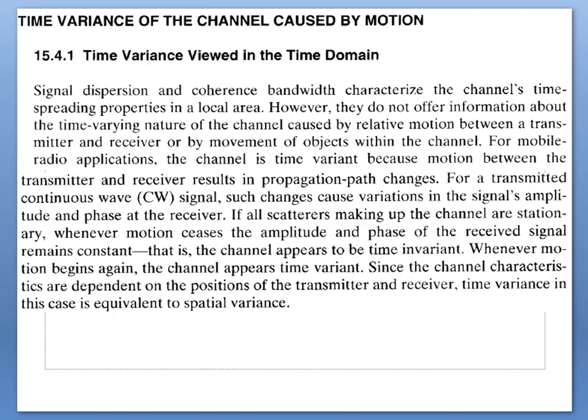Signal dispersion and coherence bandwidth characterize the channel's time spreading properties in a local area. However, they don't offer information about the time varying nature of the channel caused by the relative motion between the transmitter and receiver or by movement of the objects within the channel.